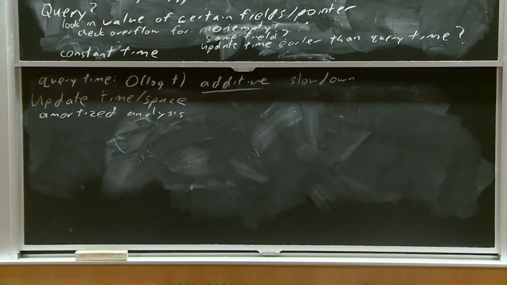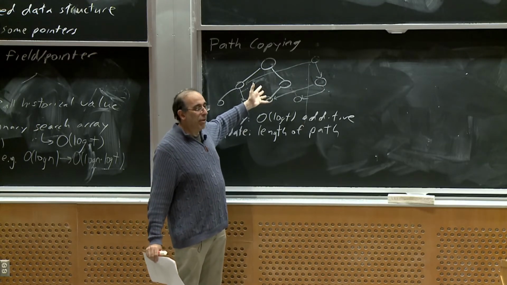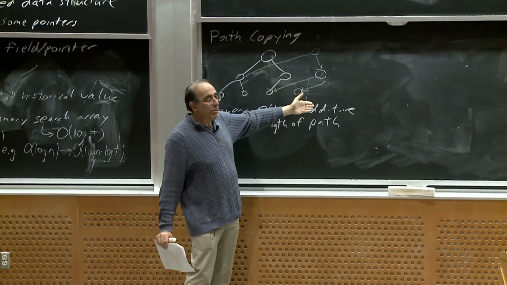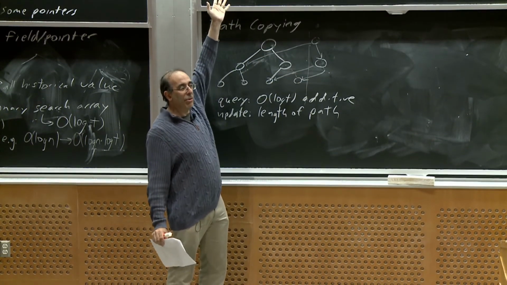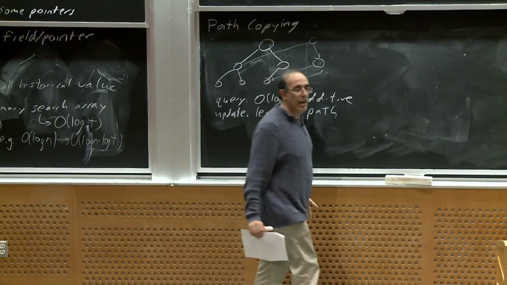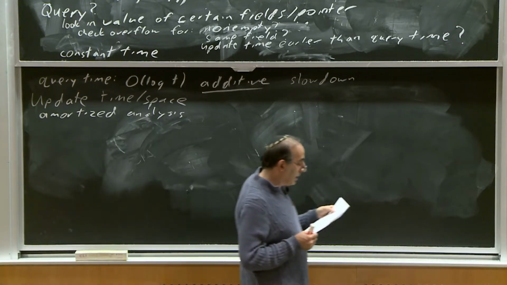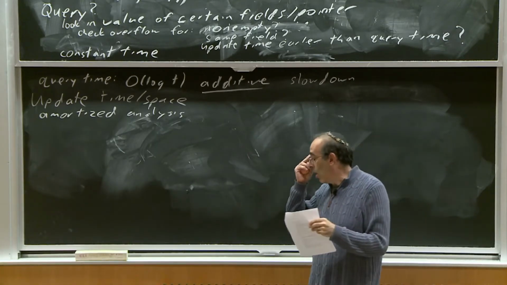If you think about it, worst case, we could have a tree where all the overflow fields got filled up. And once all the overflow fields are filled up, when I do an update to a leaf, I'm going to have to copy all the nodes up to the root. So in the worst case, my update time could be very large. But I'm going to show you that the amortized update time is small.